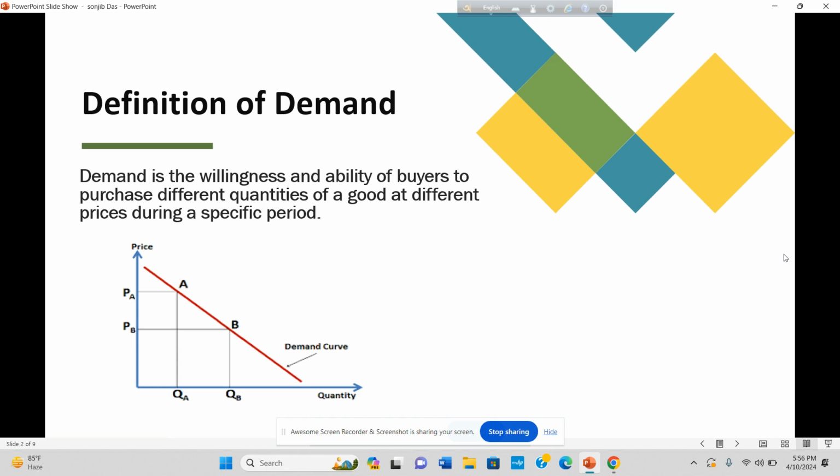Number five, cross demand. Cross demand, also known as cross price elasticity of demand, measures how the quantity demanded of one good changes in response to a change in the price of another good. For example, if the price of tea rises, the demand for coffee might increase because consumers switch from tea to coffee. And number six, alternative demand. Alternative demand typically refers to the demand for alternative products or substitutes.